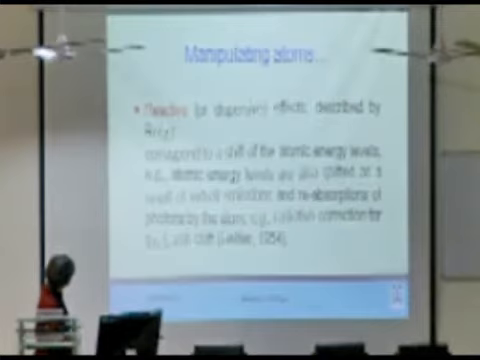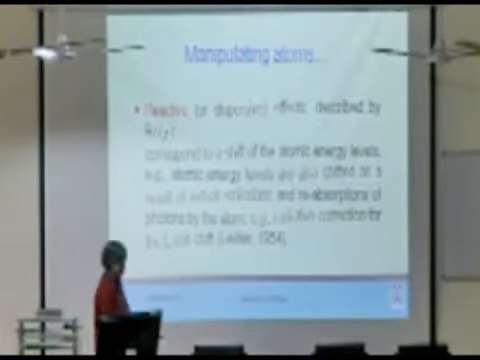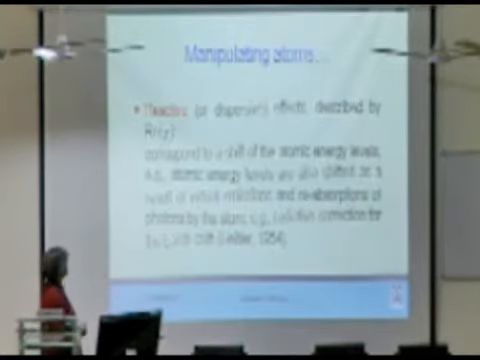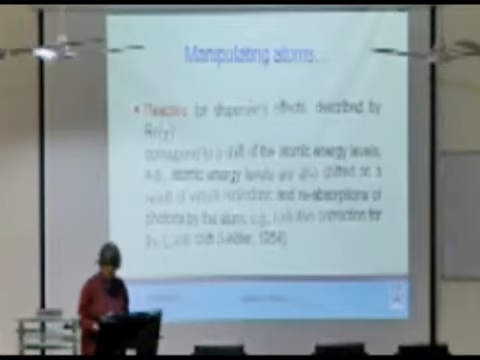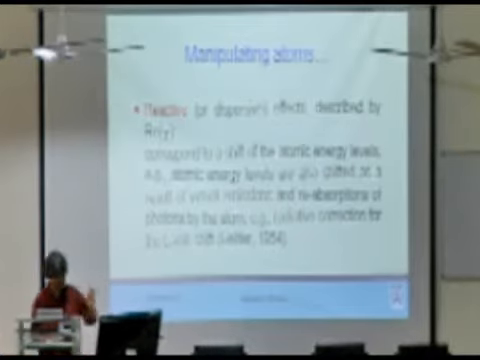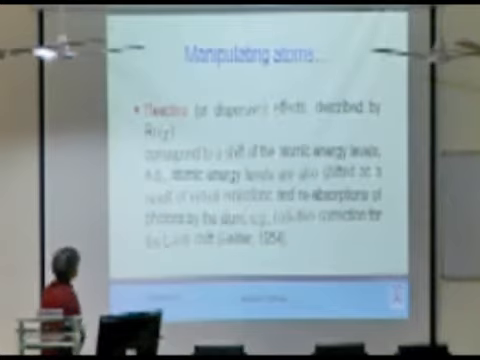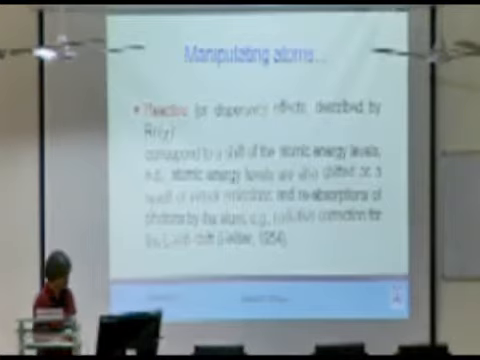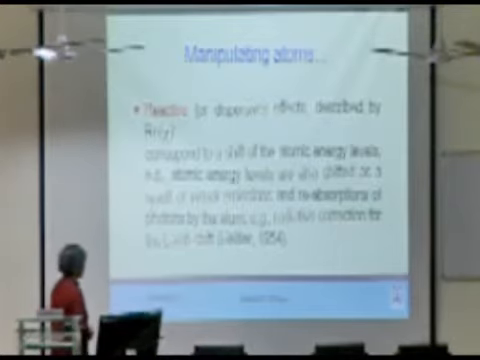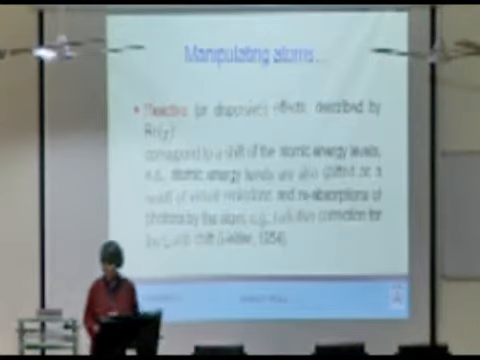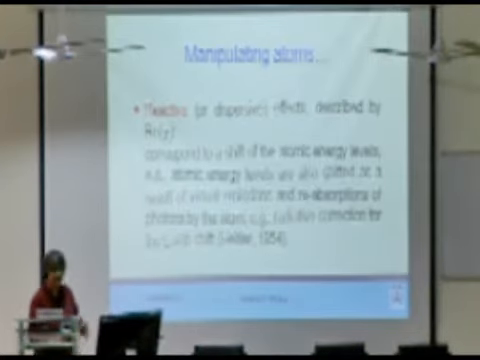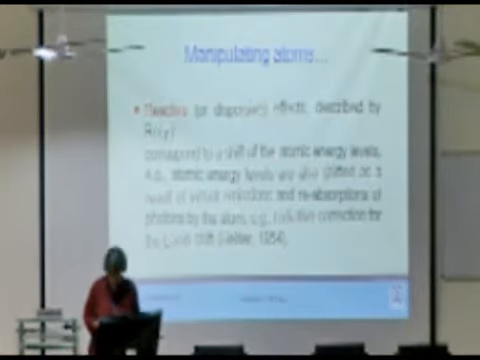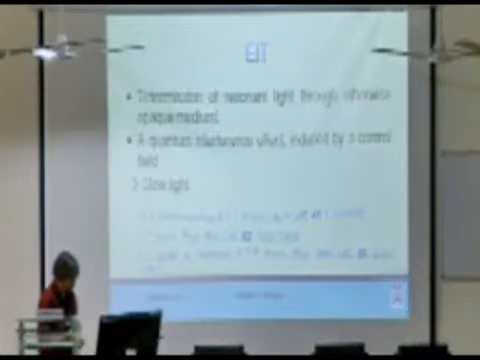And the second type of interaction that we can talk about effects are reactive or dispersive effects. They are described by the real part of the susceptibility chi. These correspond to a shift of the atomic energy levels, not just the width. So there is a shift of the atomic energy levels. That is, atomic energy levels are also shifted as a result of virtual emissions and reabsorption of photons. This is a famous, for example, radiative correction, the Lamb shift, is an example of that. So the point is that when I couple atoms to fields, even if the field is dark, you are supposed to see these kind of effects in manipulation.